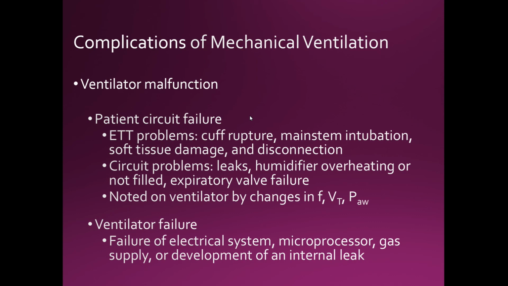But part of a ventilator malfunction is a patient circuit failure. Endotracheal tube problems could possibly be because of the cuff. A lot of times you lose a lot of volume because of the cuff. Either you put too much air and the cuff ruptures, or less air and the tidal volume drops because there's more of a leak.